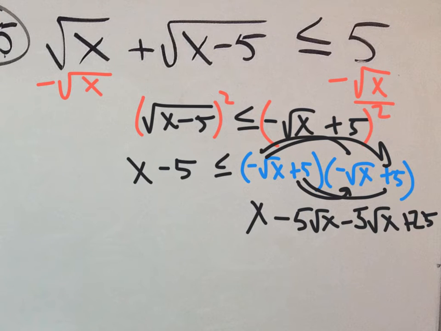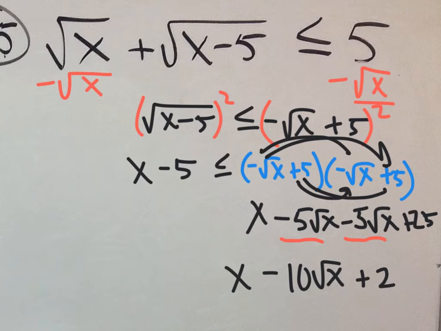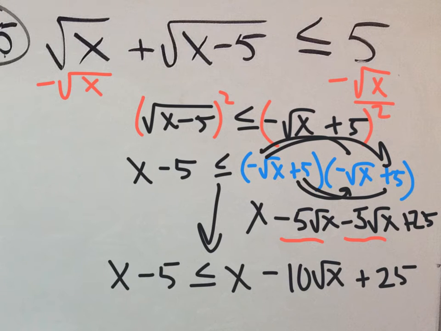So I've distributed. Now I want to combine the middle terms, the like terms, the negative 5 square root of x and the negative 5 square root of x. We're going to have x minus 10 square root of x, and then plus 25. Let's bring down the inequality, which is still less than or equal to. We haven't divided by negatives on both sides. Let me bring down the x minus 5. And now, let me solve this thing.